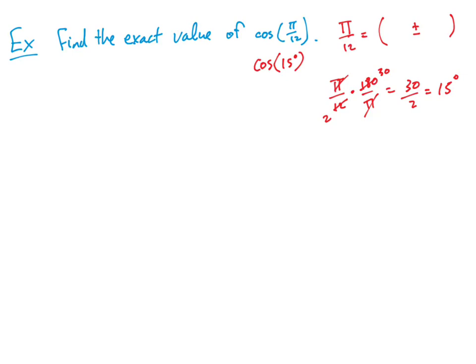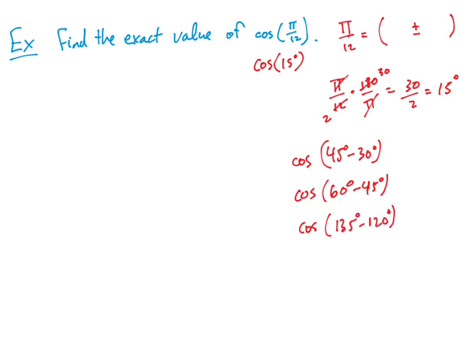So two angles that add up to 15 degrees, or subtract to 15 degrees, are 45 degrees minus 30 degrees. We could use that. We could also use 60 degrees minus 45 degrees. We could use 135 minus 120. Each of these angles that I'm selecting are all on the unit circle, so any of them would work.